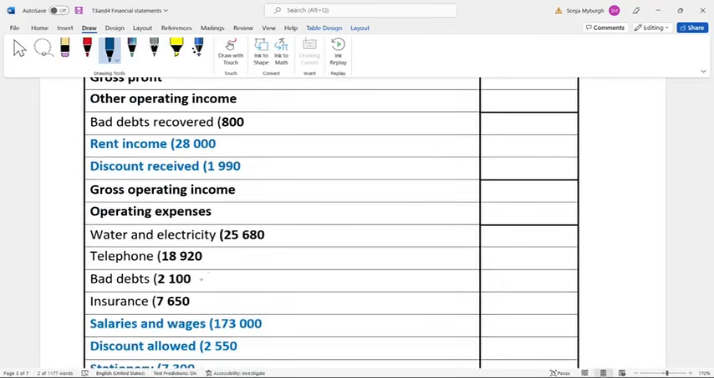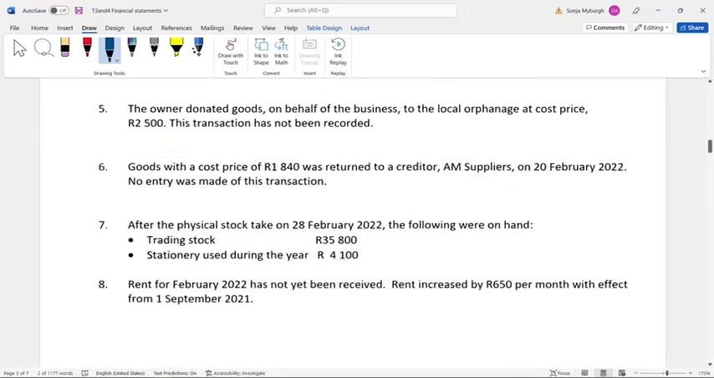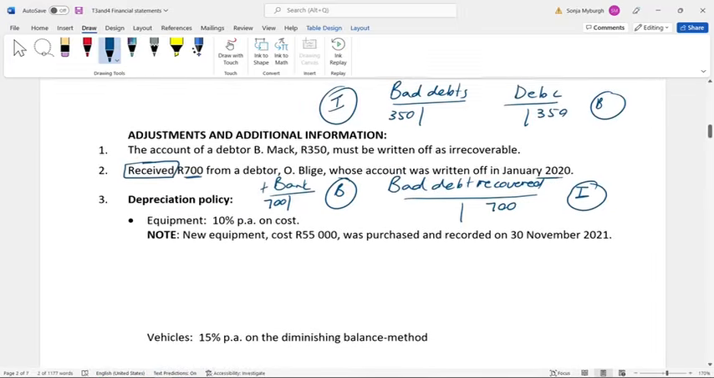Bad debts, a 350 to be added to bad debts, so that will give you 2,450. And bad debts recovered, there is another 700 Rand, so that the total of bad debts recovered gives you 1,500. So we're done with adjustment 1 and 2. We can move on to number 3.